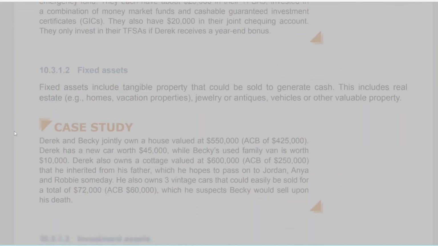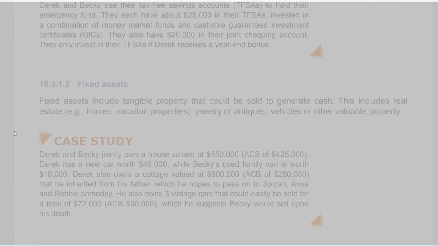Case Study. Derek and Becky use their tax-free savings accounts, TFSAs, to hold their emergency fund. They each have about $25,000 in their TFSAs, invested in a combination of money market funds and cashable guaranteed investment certificates, GICs. They also have $20,000 in their joint checking account. They only invest in their TFSAs if Derek receives a year-end bonus.